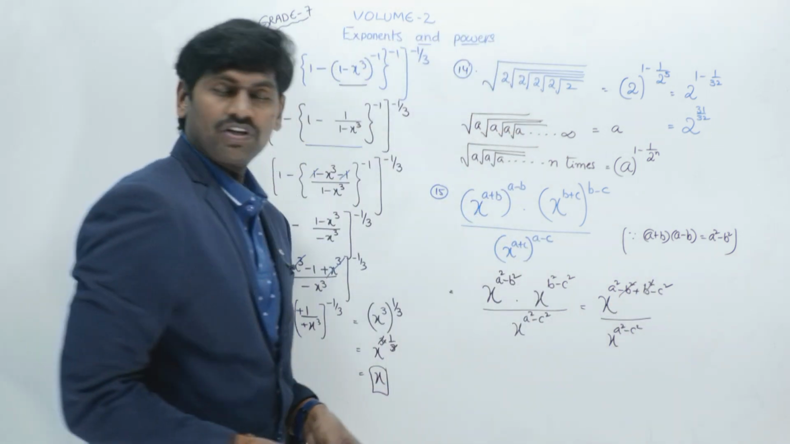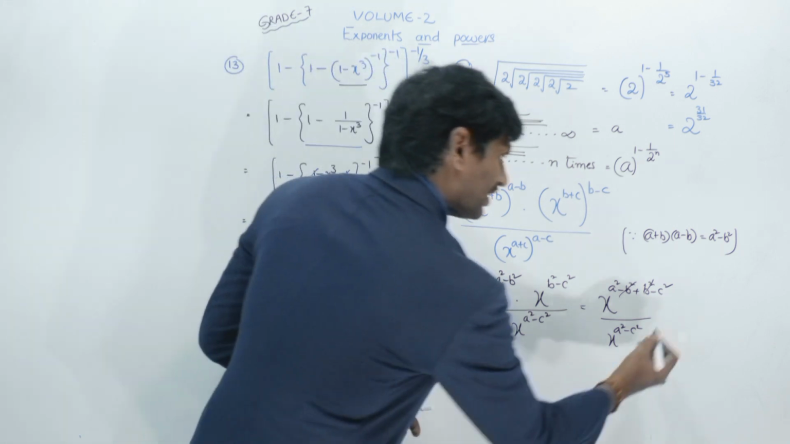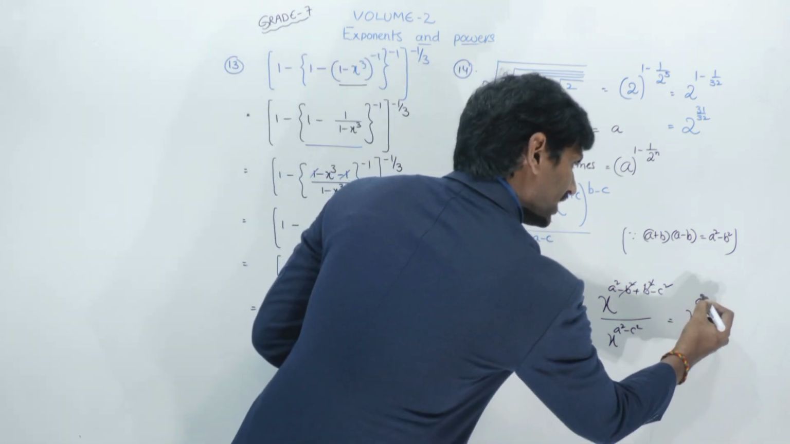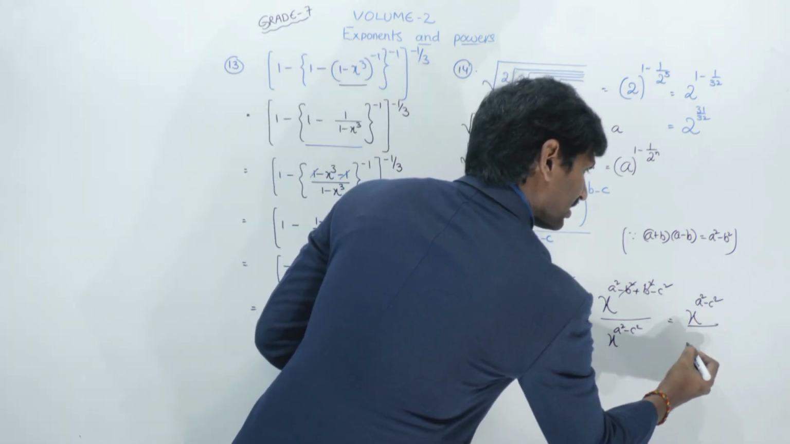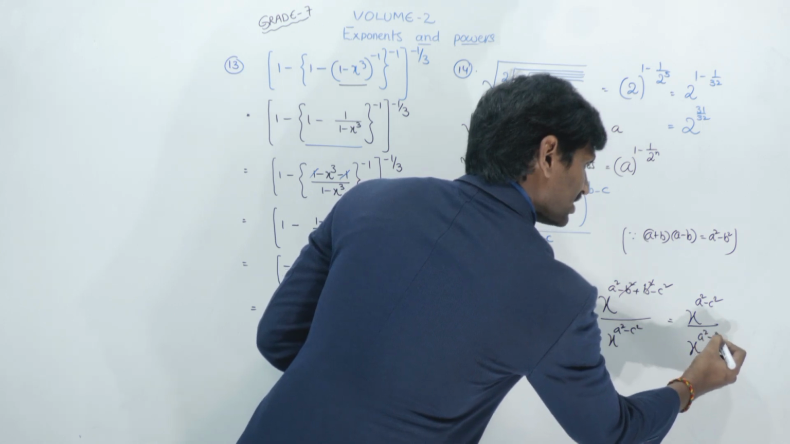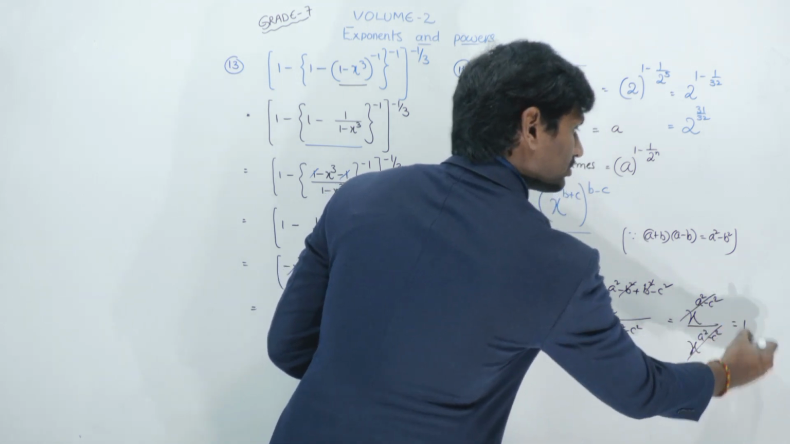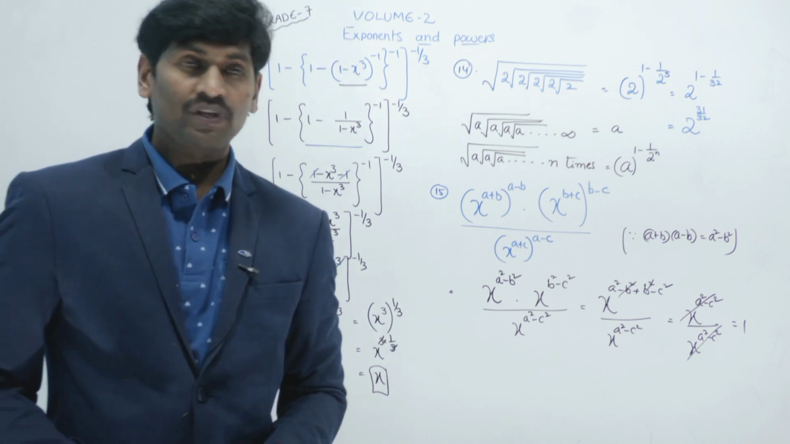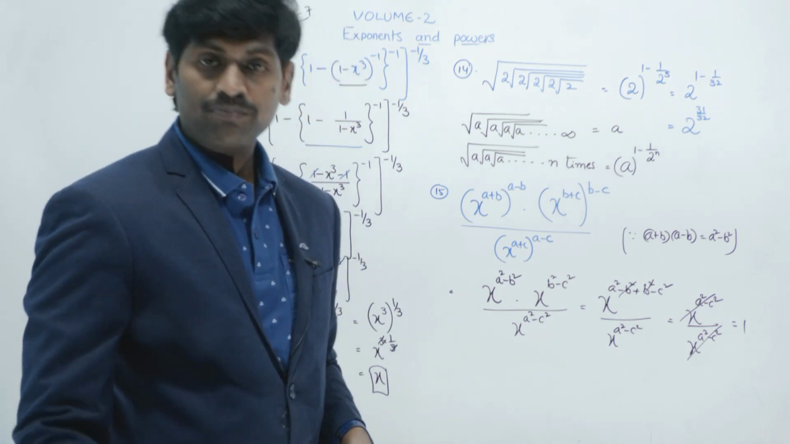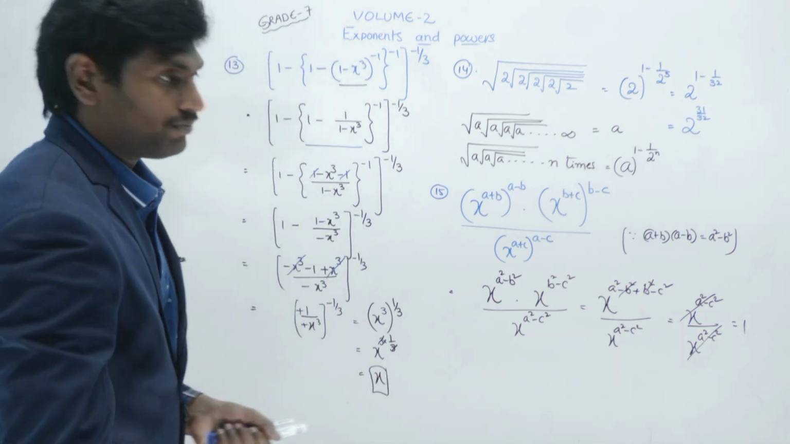Now here plus b square minus b square cancel. What is remaining? x to the power of a square minus c square is remaining. Here also a square minus c square. Numerator and denominator have the same terms. When you cancel, the answer will be 1. Please note, that is a very important problem. Let us go to the next problem.